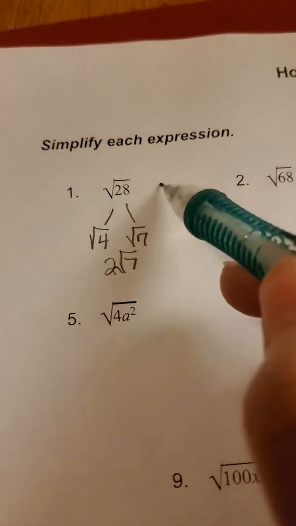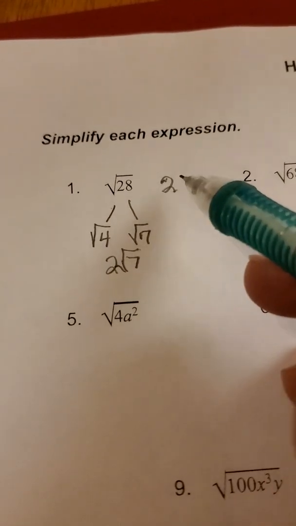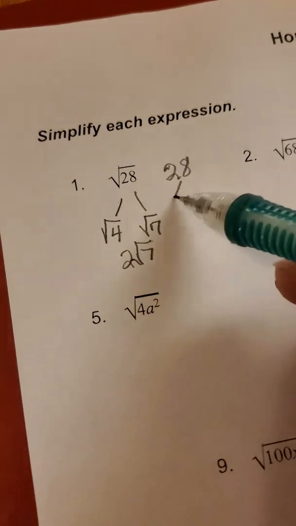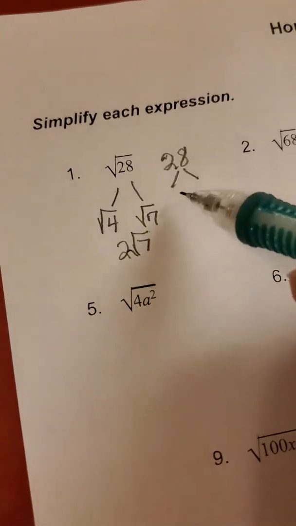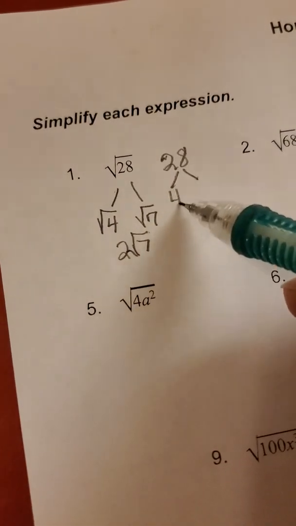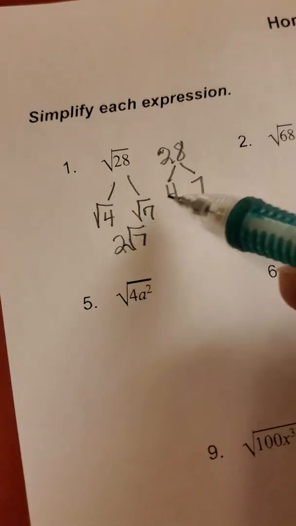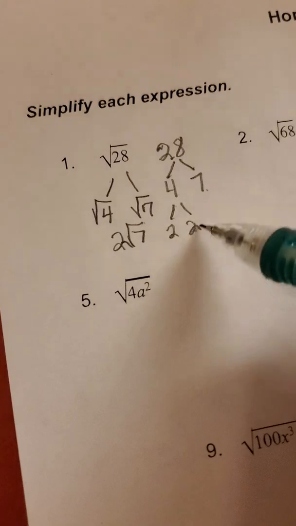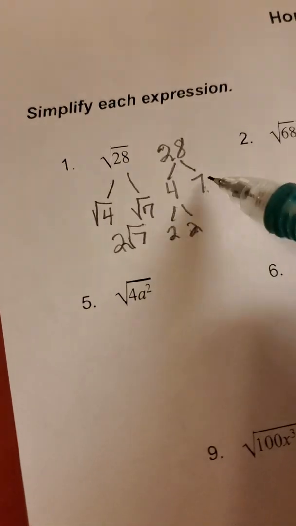Or some people like to do the pairs and squares. So you've got your number 28. You pick your factors. In this case, again, we'd use 7 and we'd use 4, or 4 and 7. And then 4 would break down to 2 and 2. And so here's your prime factor tree, basically. All these are prime factors.